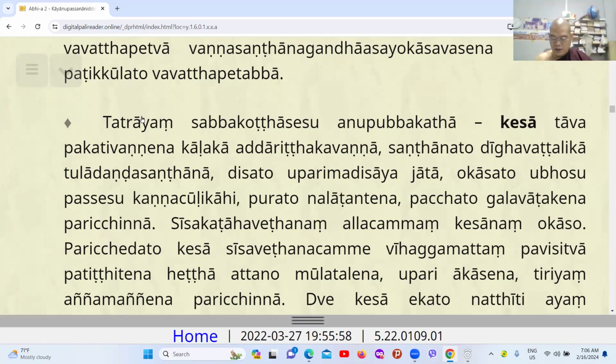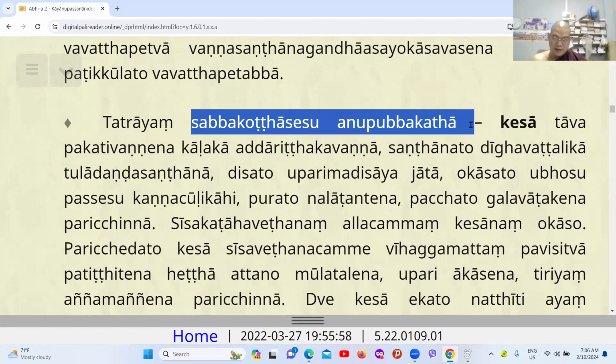Now we are going to study only one as a sample, the kesa, just as a sample. Tattha... anupagata. The five aspects, vanna, santhana, disa, okasa, paricchedato, apply to all the kotasa. This is the explanation, or we can say the explanation process.